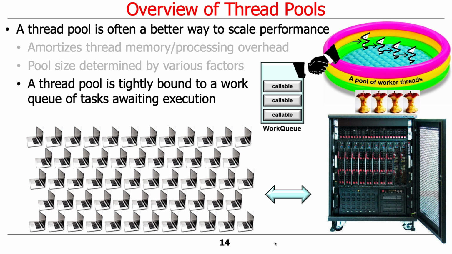And what you do, in most cases, is bind the thread pool to a work queue of tasks that are awaiting execution. So we'll typically have some kind of queue with runnables or callables in it, and the pool of threads coordinates with that queue in order to do the work.